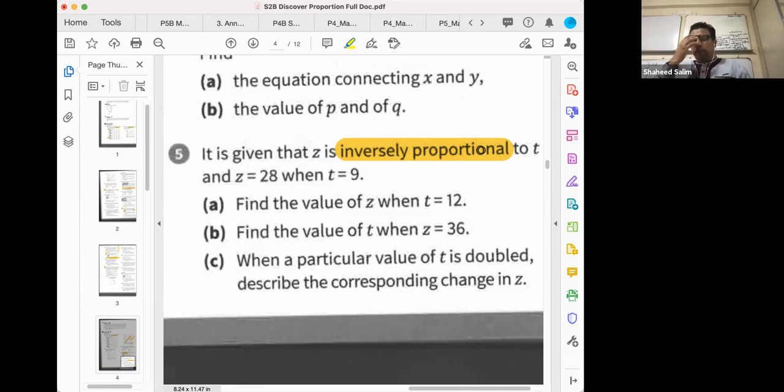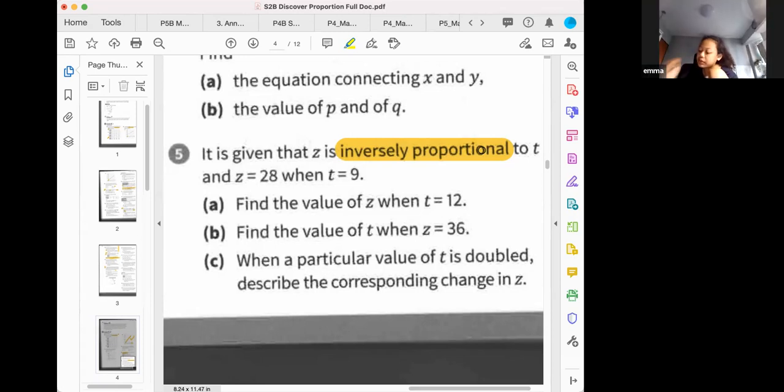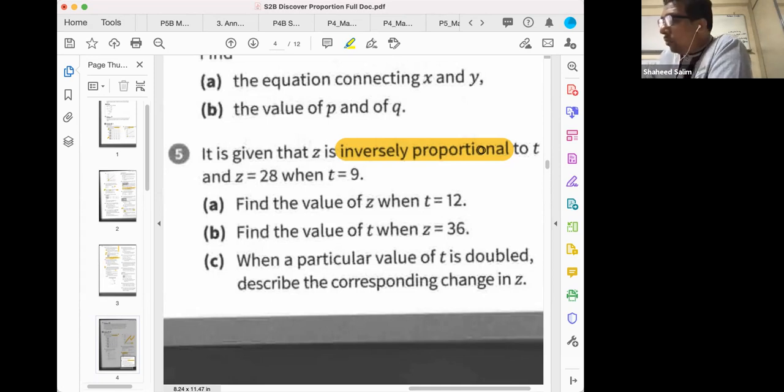252. Okay. So 252 you did just now, you divided by 12, right? Can you try? 21. Okay. And then find the value of t when z equals 36.